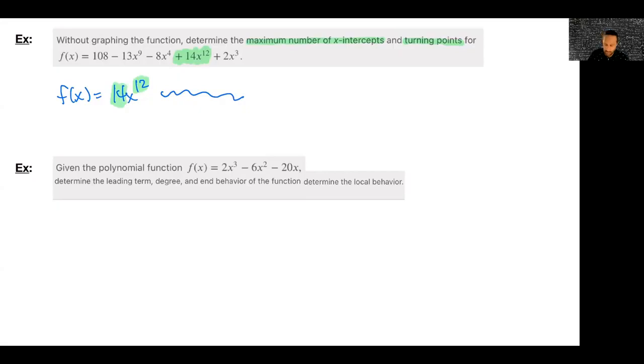So help me out. Help yourself. How can we find the maximum number of x-intercepts? What did we say that was dependent on? Hopefully you said the degree of this equation, that highest exponent. And what about turning points? What did we say that one would be? That was n minus 1.